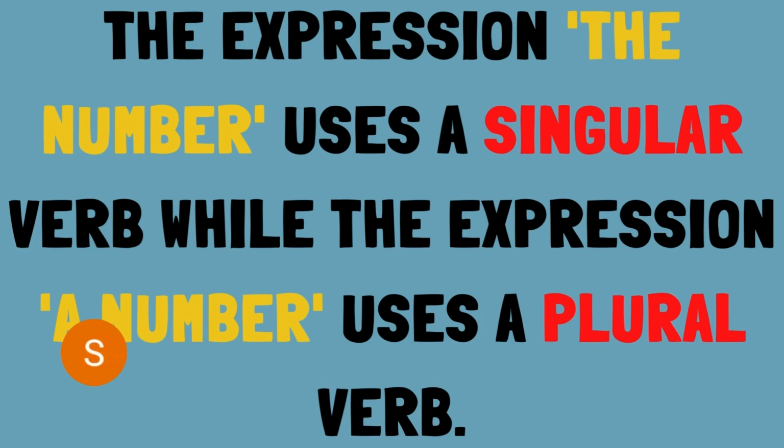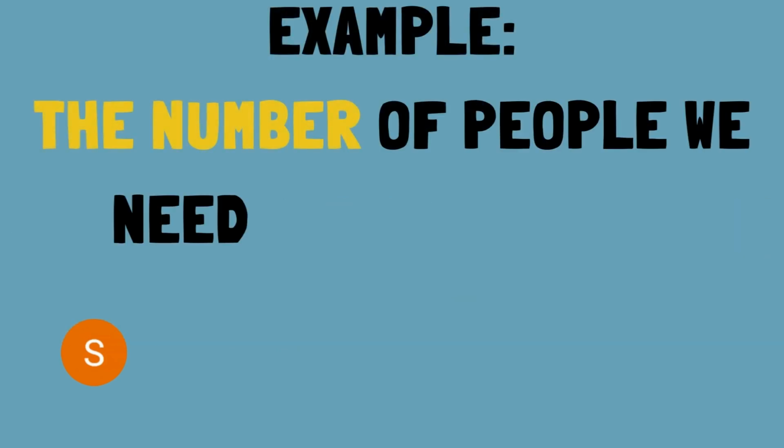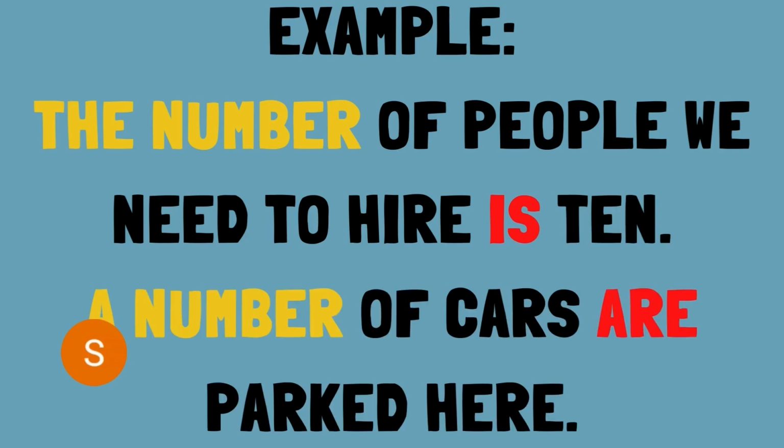Yes, students, you must have noted sometimes we use the number and sometimes a number, and the meaning of the number and a number is completely different. Whenever the number is used, we use a singular verb, while the expression a number always uses a plural verb. Let's see the example. The number of people we need to hire is 10, and a number of cars are parked here. So here we can understand the use of the expressions the number and a number along with the correct use of the verb.